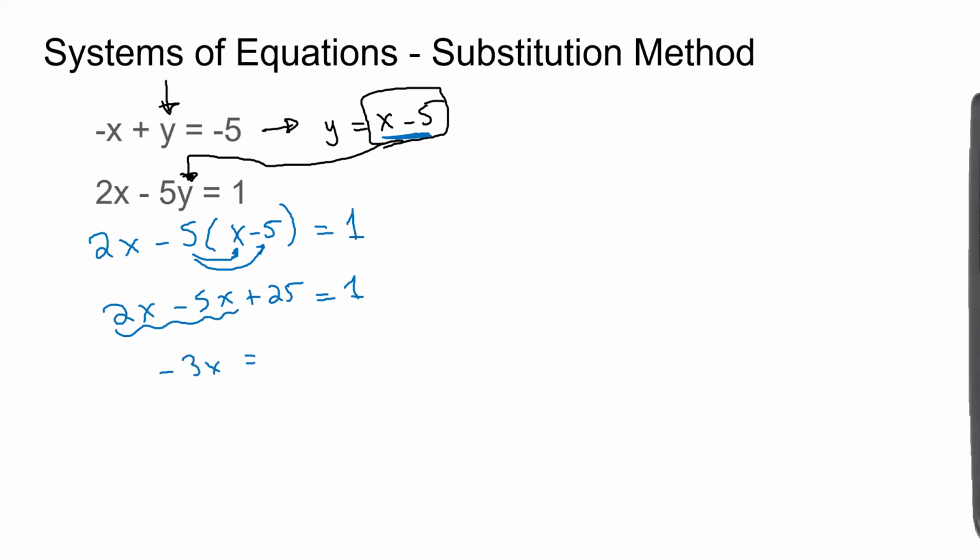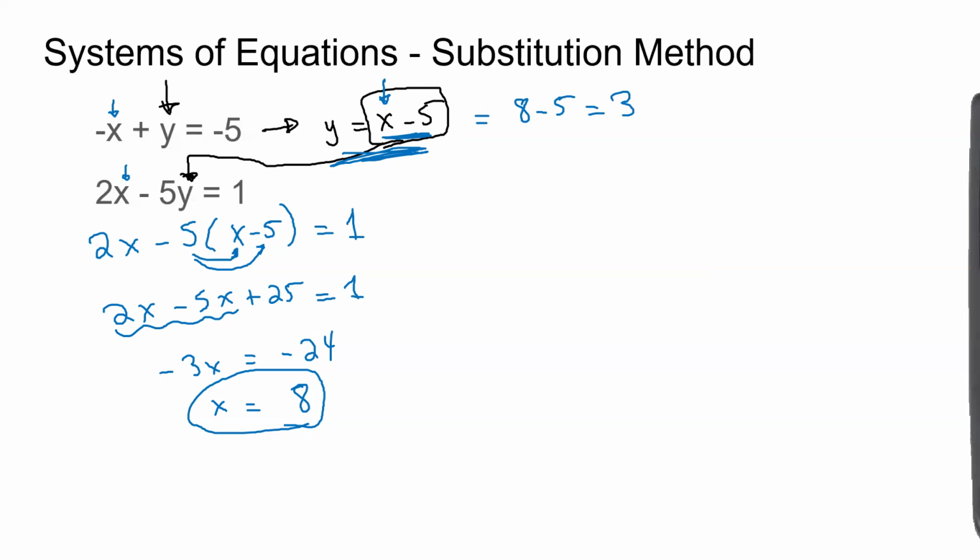I'm going to subtract 25 from both sides and divide by -3 to get a +8, and then plug that back in. It could go here, it could go here, but the easiest place is right there. So I'm going to go with that one, and all I'd have to do is say y equals 8 minus 5 equals 3. This is a different problem than we did before, but we just got x equals 8 and y equals 3. As an ordered pair, that would be 8, 3.